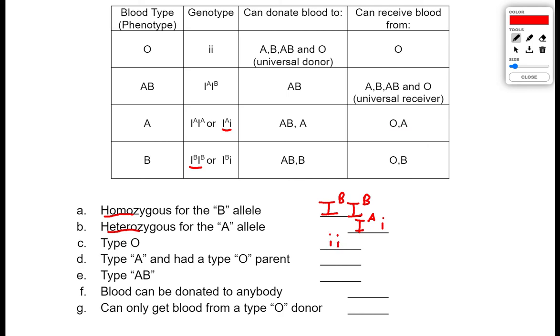A type A offspring and a type O parent. All right, so if the parent is type O, we know that it's ii. So they're sending one of those i's to their offspring, which is an A. So the only possible genotype is the following.